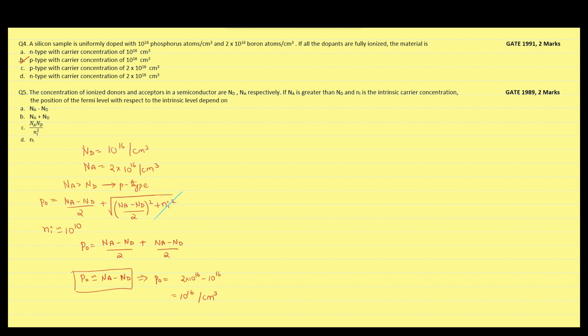Now for the fifth question, which is actually very much related to the fourth question. It says the concentration of ionized donors and acceptors in a semiconductor are Nd and Na respectively. If Na is greater than Nd and Ni is the intrinsic carrier concentration, the position of the Fermi level with respect to intrinsic level depends on.